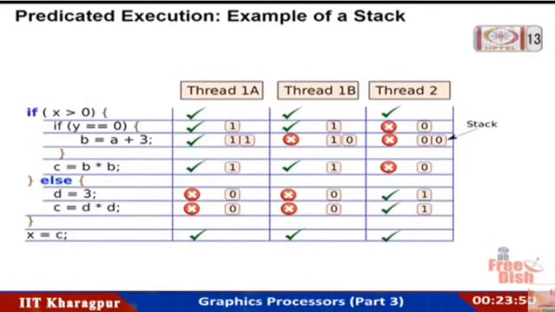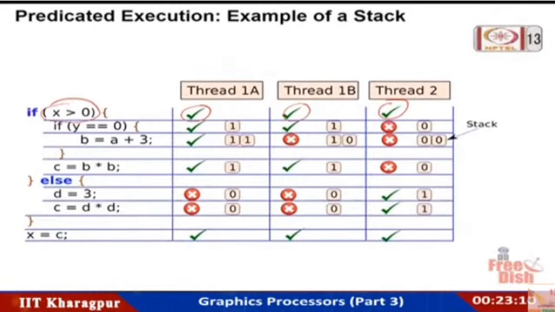Let us now look at a slightly longer example with 3 threads. In this case, we have nested if statements. The first if statement is executed by all 3 threads, as you can see over here. Then we have our second if statement, which is executed only by the first 2 threads and not by the third one, which is thread 2. The reason being that this predicate for thread 2 is false: x is less than 0 for thread 2. Then we execute the body of this if statement.